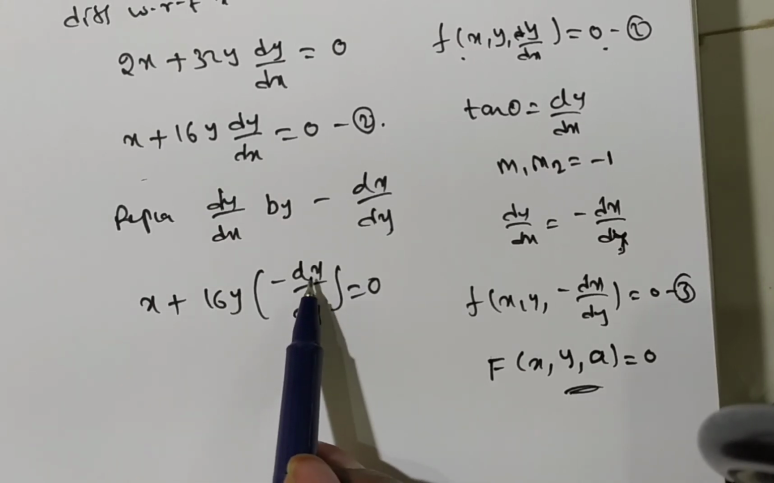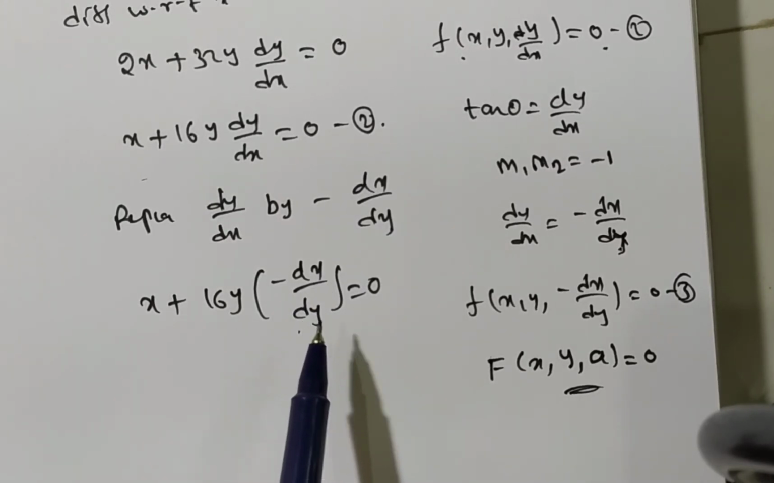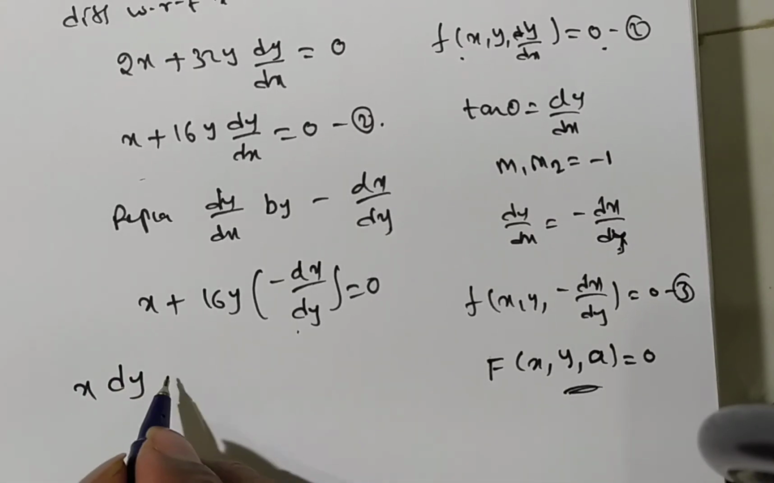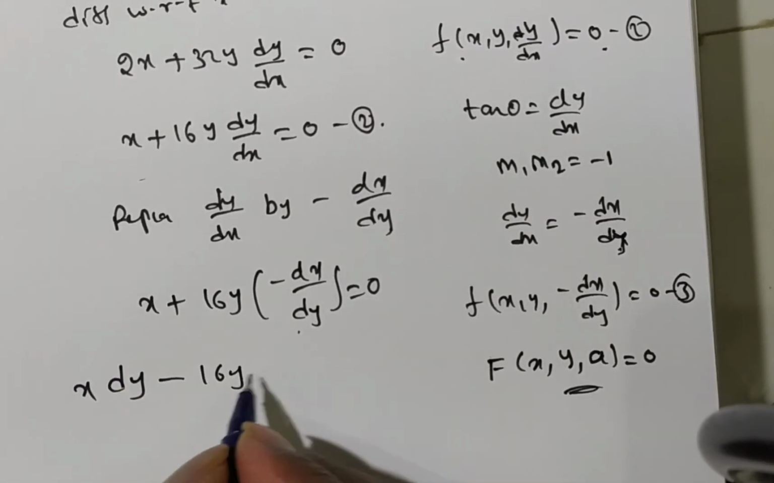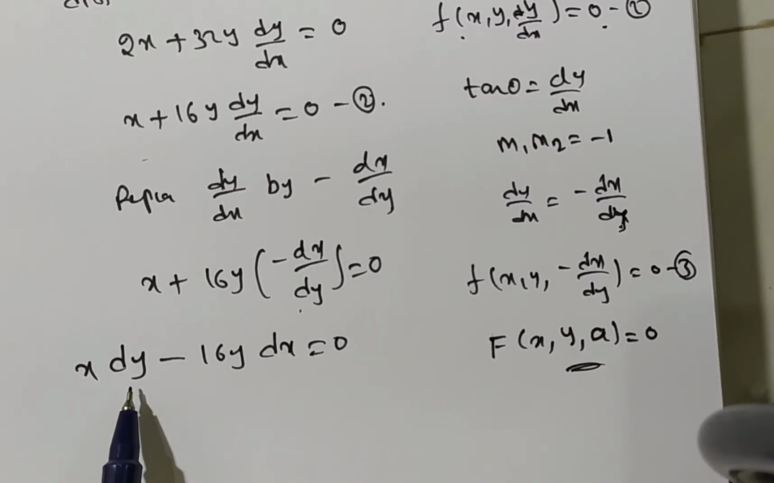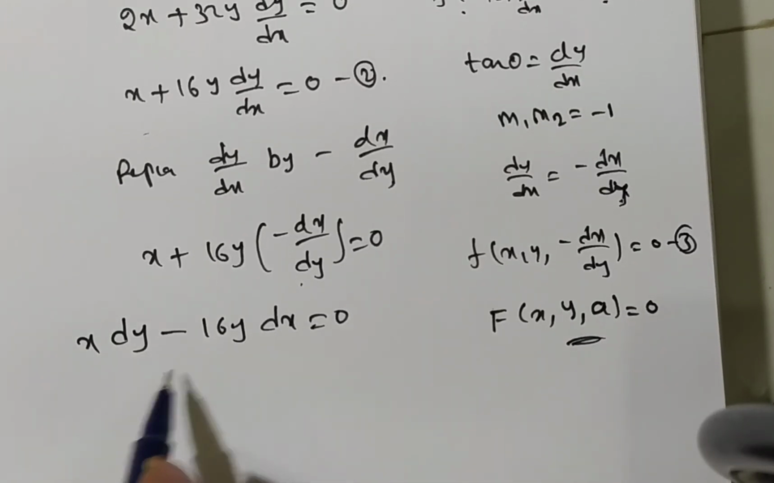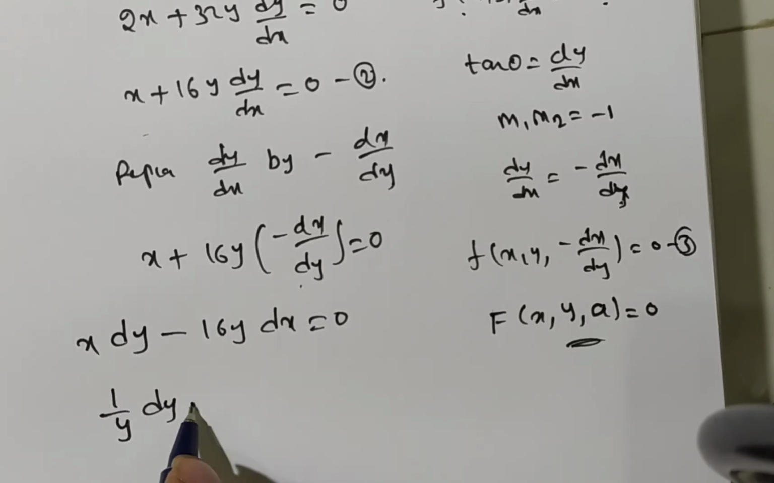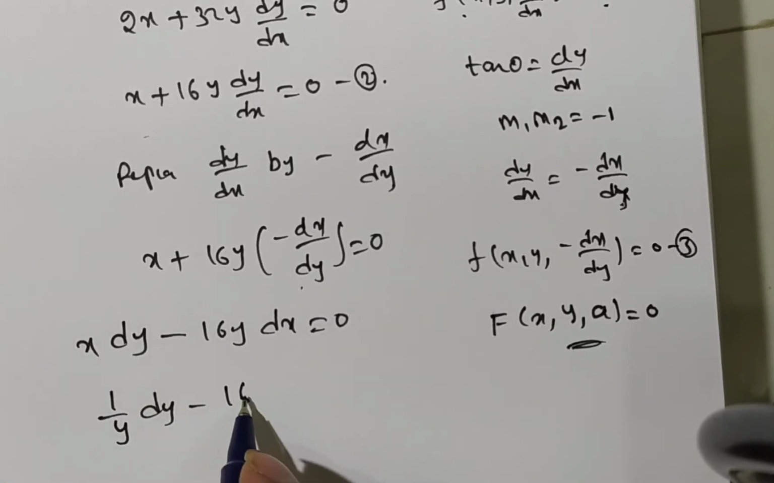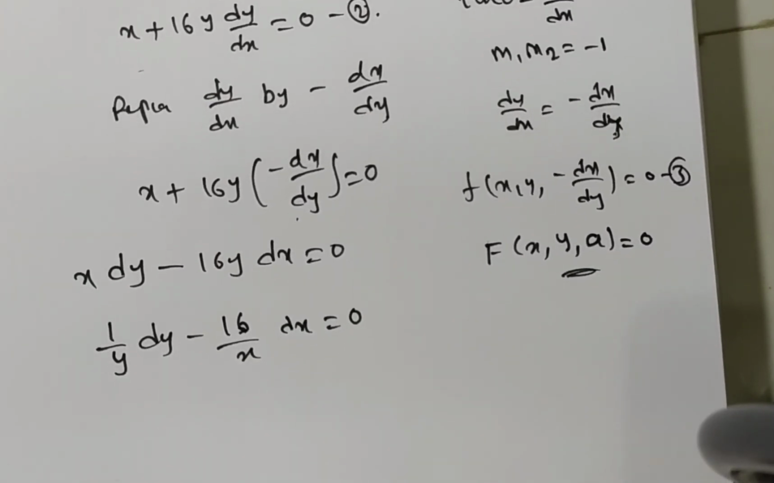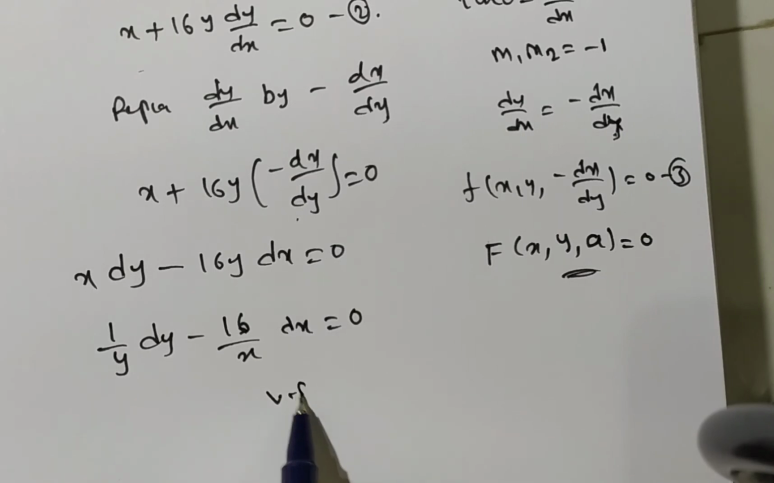You see, dx and dy should be in the numerator. Take dy to the left side, then you will have x into dy minus 16y into dx is equal to 0. But the dy quotient should be y terms and the dx quotient should be x terms. So take y to the left side, then you will have 1 by y dy, and x to the right side, then you will have 16 by x into dx is equal to 0. Now the variables are separable.